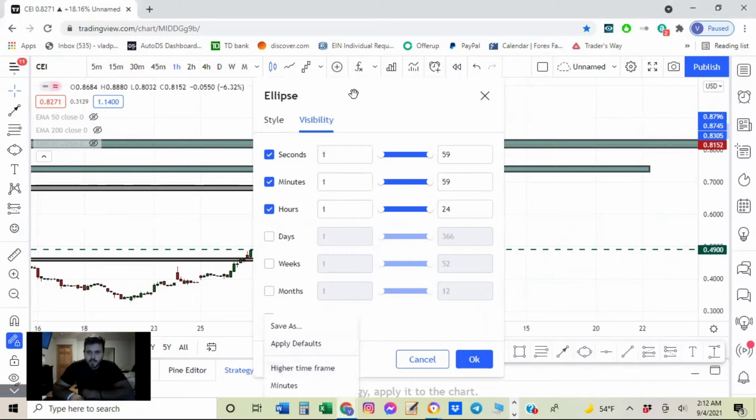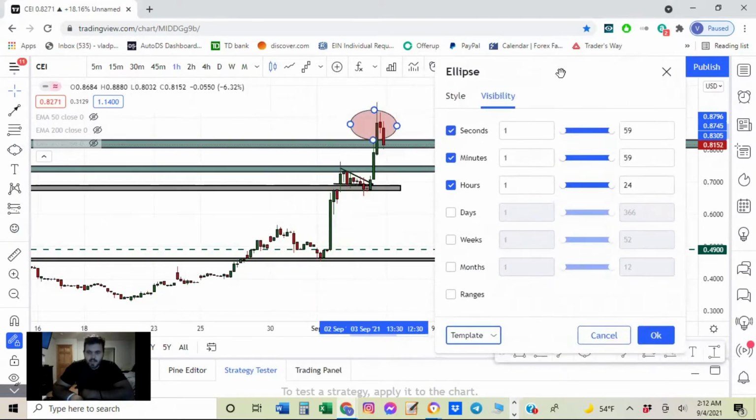Let's say I am analyzing on a higher time frame. I'm going to day trade, I'm going to swing trade. I don't want these ellipses or these tools showing up in the minute time frame or seconds or hours, because we're gonna go crazy and it'll all be jumbled together, and it's just not what we want to do.